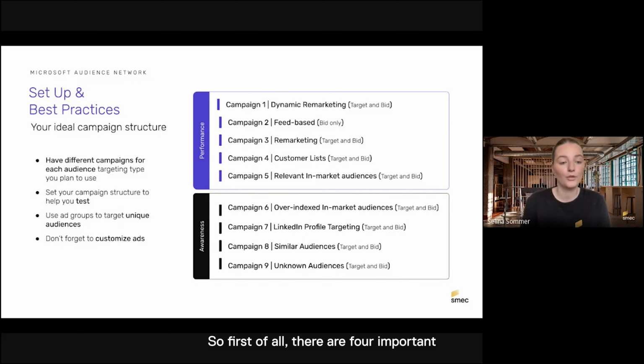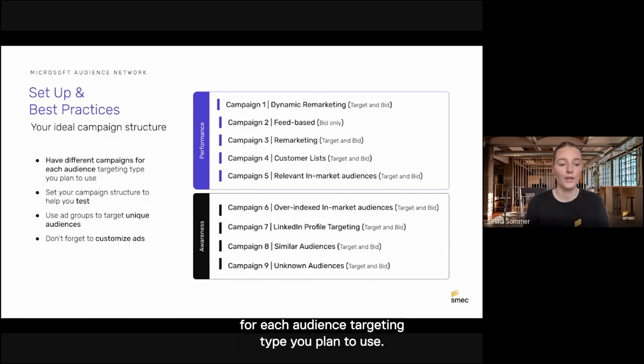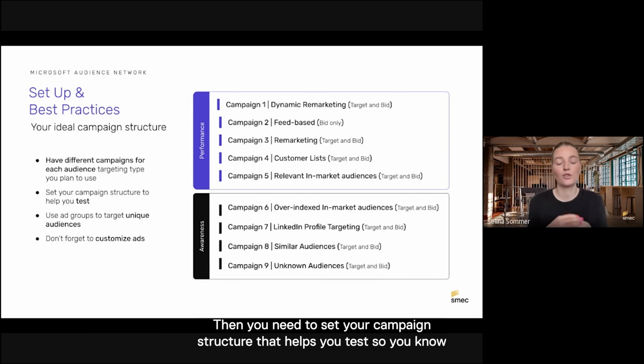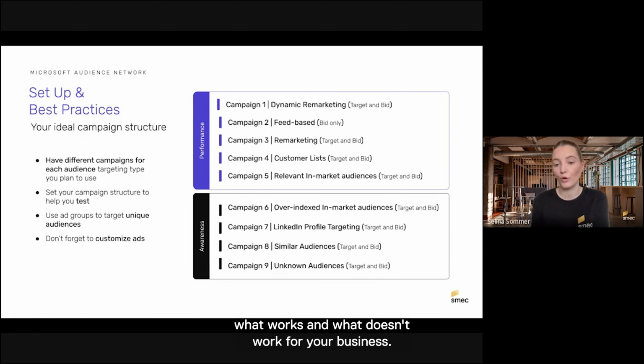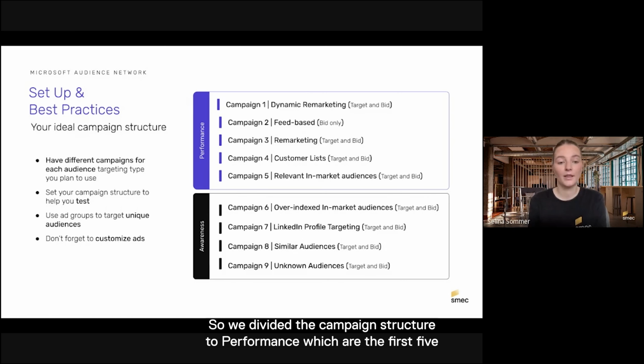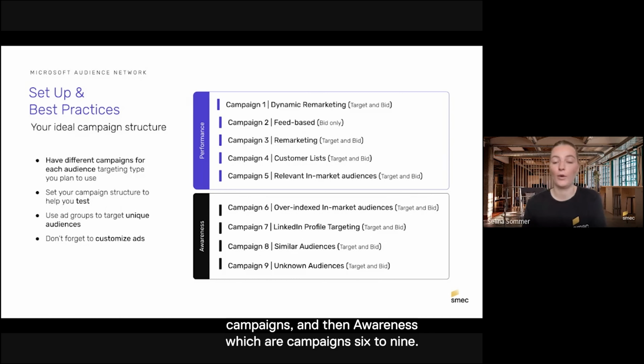First of all, there are four important steps that you need to follow in the beginning. First, you need to have different campaigns for each audience targeting type you plan to use. Then you need to set your campaign structure so it helps you test, so you know what works and what doesn't work for your business. Then you can use ad groups to target unique audiences, and please don't forget to customize your ads. So we divided the campaign structure through performance, which are the first 5 campaigns, and then awareness, which are campaigns 6 to 9.